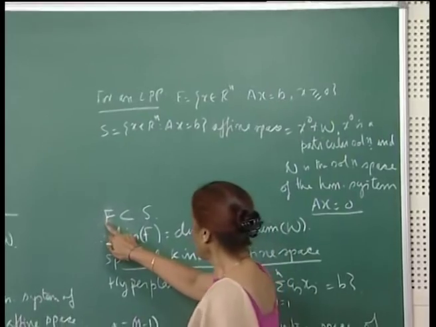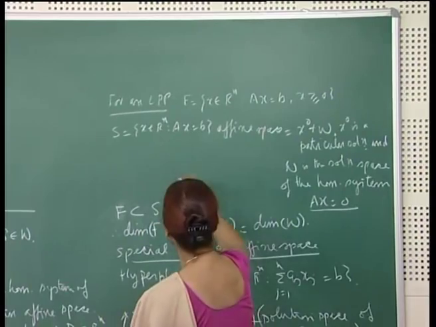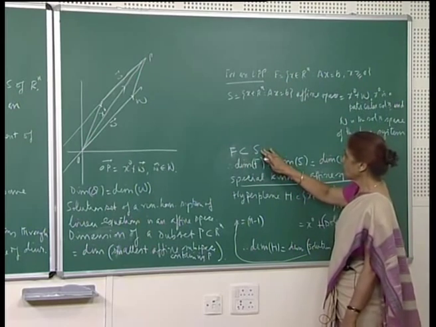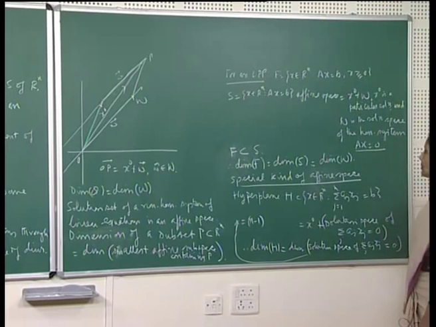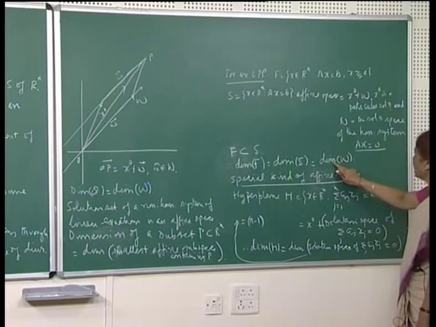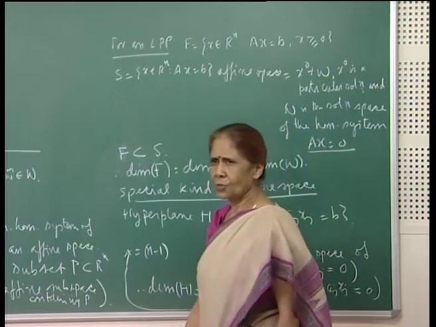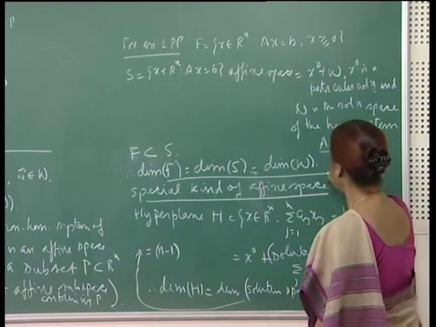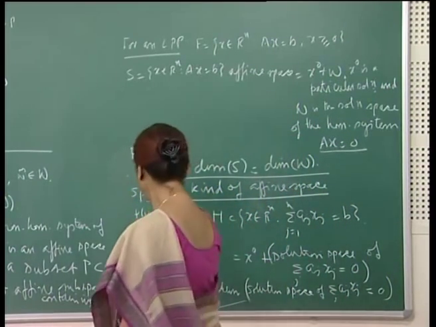Now, you can immediately see that F is in S, and S is the smallest affine space containing F, because in F you require the solution to be all non-negative. And therefore, the dimension of F will be the dimension of S, the affine space containing F, and the dimension of S is nothing but the dimension of W, where W is the subspace containing all the solutions of the homogeneous system. So, now we know how to define the dimension of the feasible region corresponding to a linear programming problem.